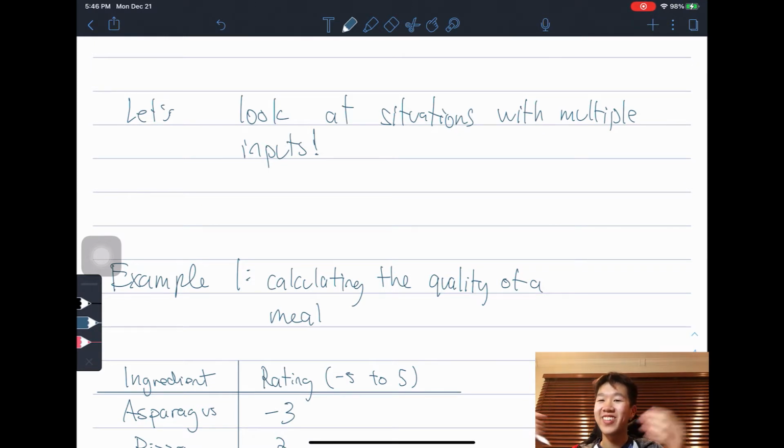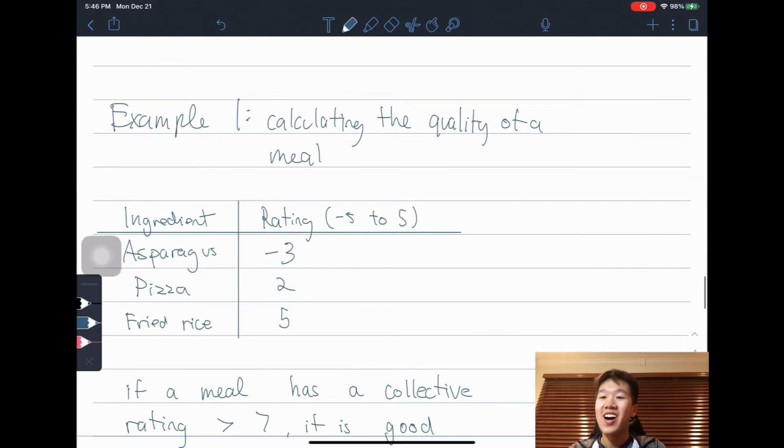So again, with my funky scenarios, I'm going to start by calculating the quality of a meal. I'm going to have a list of ingredients, and each ingredient will have a rating. For example, when I eat asparagus, it's pretty disgusting, so I give a rating of -3. It ranges from -5 to 5, where 5 is godly and -5 is absolutely disgusting.